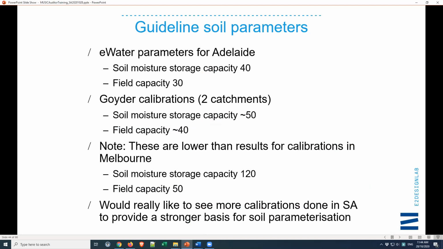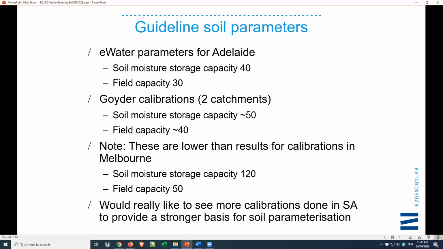Just to give you a bit of background on those, we are at present recommending that we use the e-water parameters for Adelaide. One of the reasons for that is that we've looked at the calibrations to catchments done by the Goyder Institute in the technical work that was done underpinning the guidelines, and they came out with fairly similar results, 50 and 40 instead of 40 and 30.